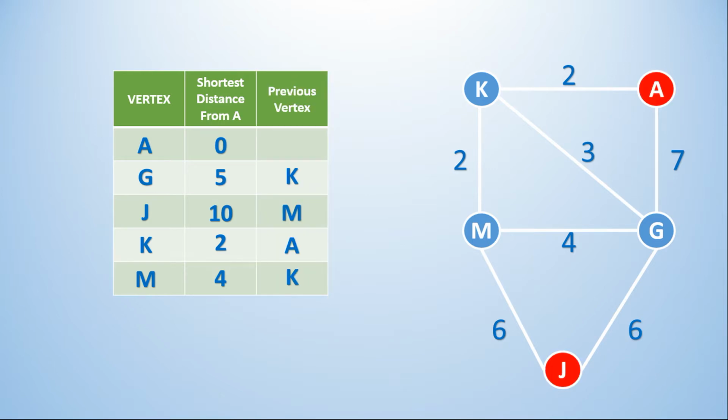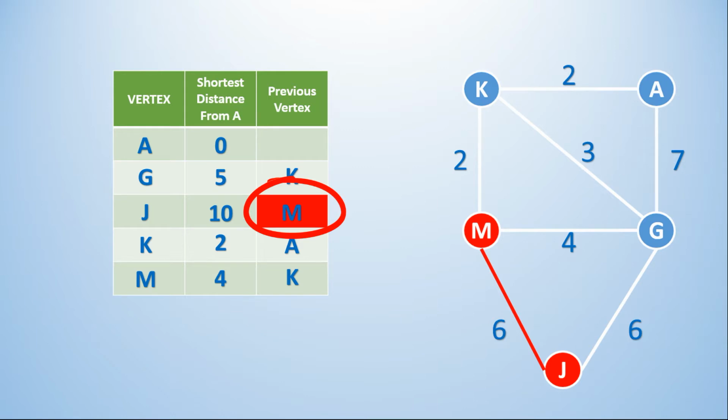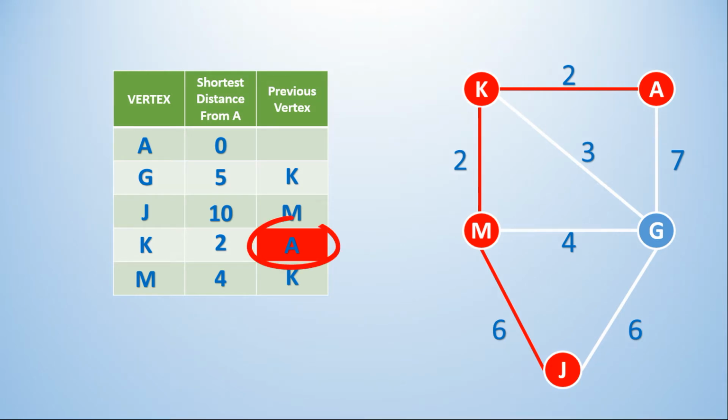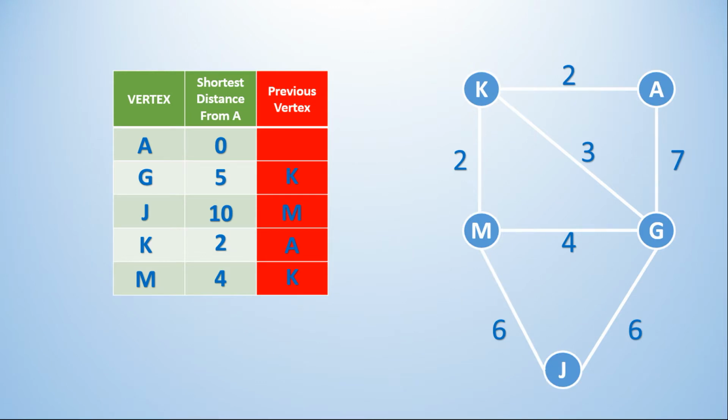For example, to get from A to J, notice that we arrived at J via M, which is shown in the previous vertex column. When we check the information for M, we can see that we arrived at M via K. And when we check the information for K, we can see that we arrived at K via A. So the previous vertex column actually gives us the shortest path from A to every other vertex.